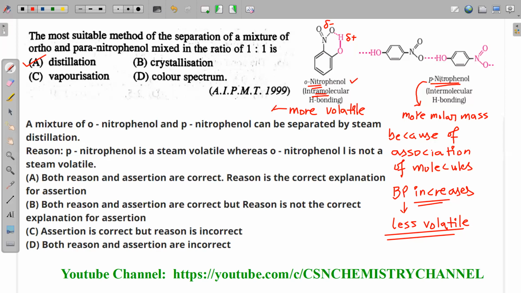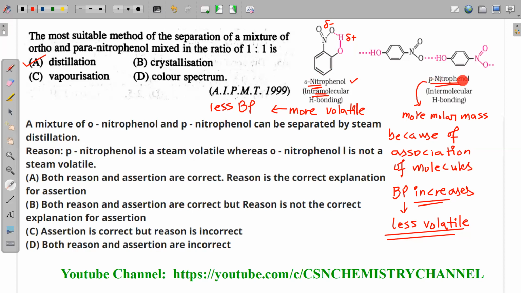More volatile means it is going to have a lower boiling point. So both are isomers. Orthonitrophenol and para-nitrophenol are both isomers, even though because of the presence of intramolecular hydrogen bondings, orthonitrophenol exists as a discrete molecule. As a result the molar mass is as expected, and being a discrete molecule, it is going to be more volatile, having a lower boiling point.